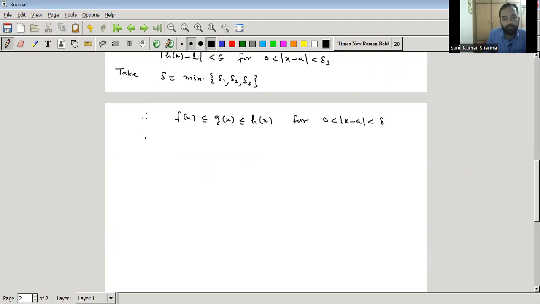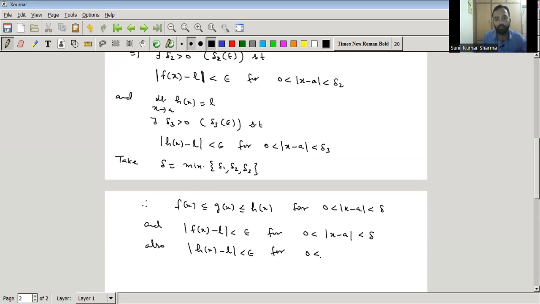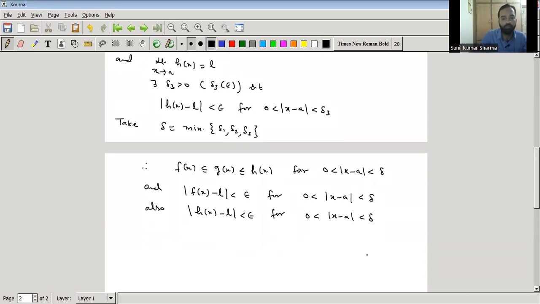and mod f of x minus L is less than epsilon for 0 less than mod x minus a less than delta, and also mod h of x minus L is less than epsilon for 0 less than mod x minus a less than delta. So let this be 1.